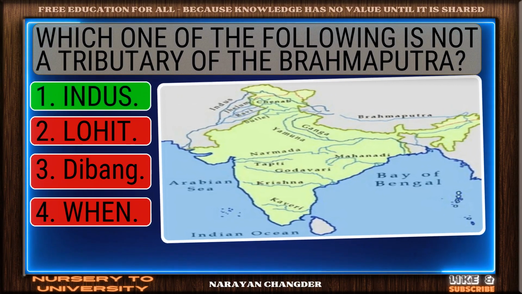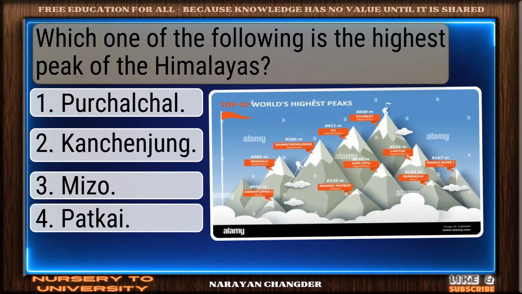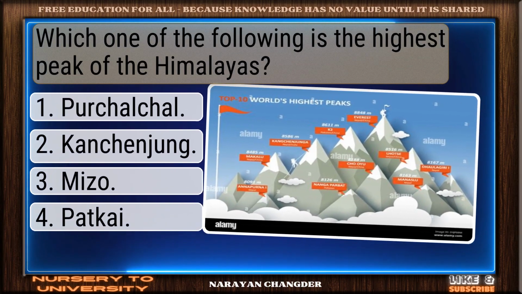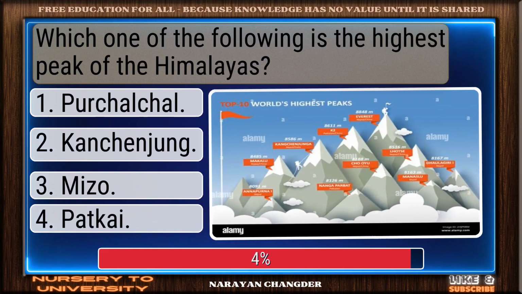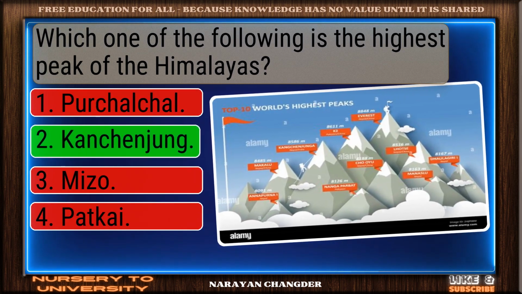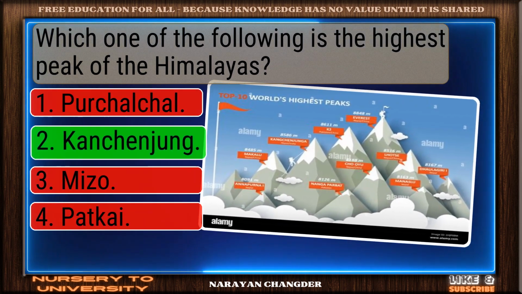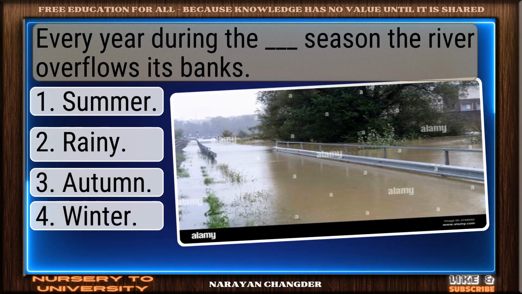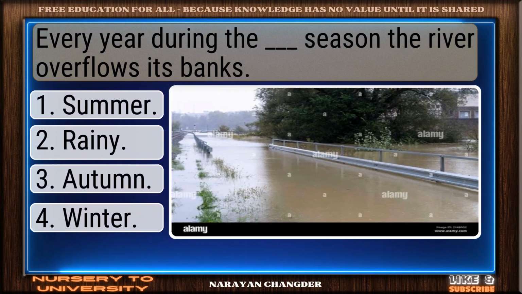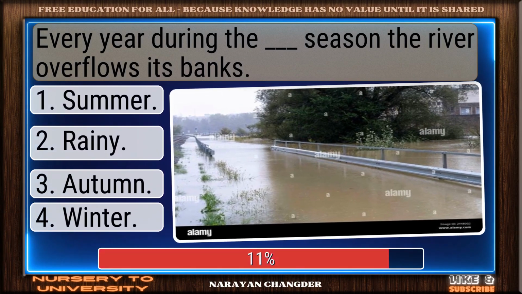Perfect. Indus is the correct choice. Question number 78. Which one of the following is the highest peak of the Himalayas? Nice work. You chose Kanchenjunga, and it is correct. Question number 79. Every year during the dash season the river overflows its banks.